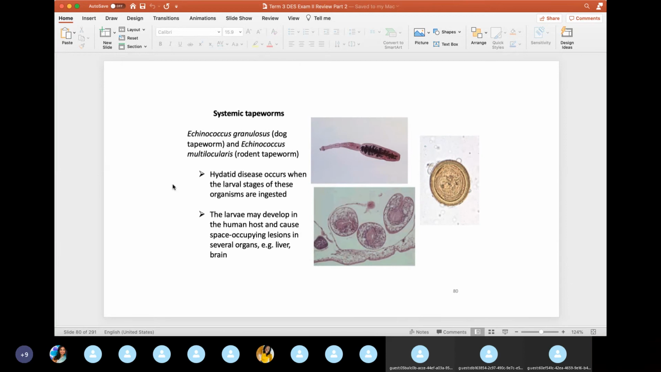Echinococcus granulosus and Echinococcus multilocularis. They're hydatid disease, right? Because when you look at the image, they form hydatid cysts. Look at the imaging again here. They may develop in the human host and cause space-occupying lesions in several organs like the liver and the brain. Hydatid cysts, think Echinococcus. That's high yield.